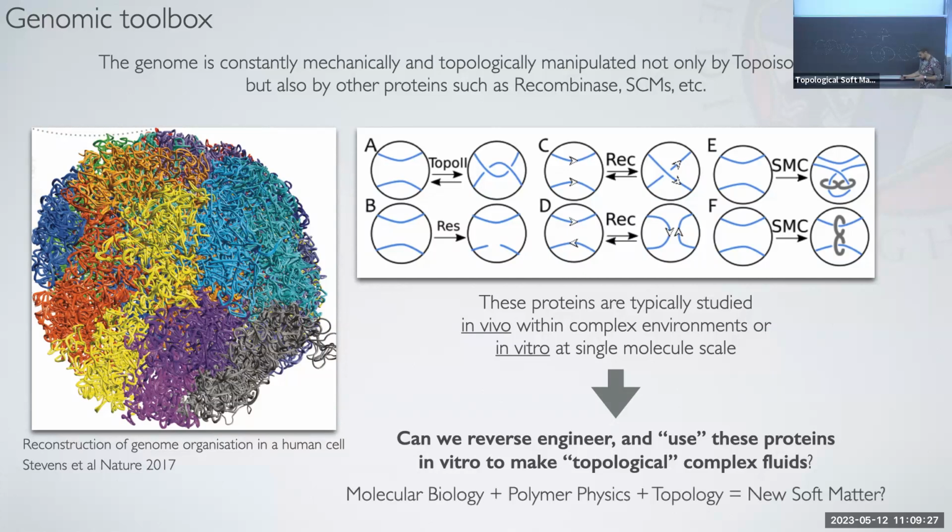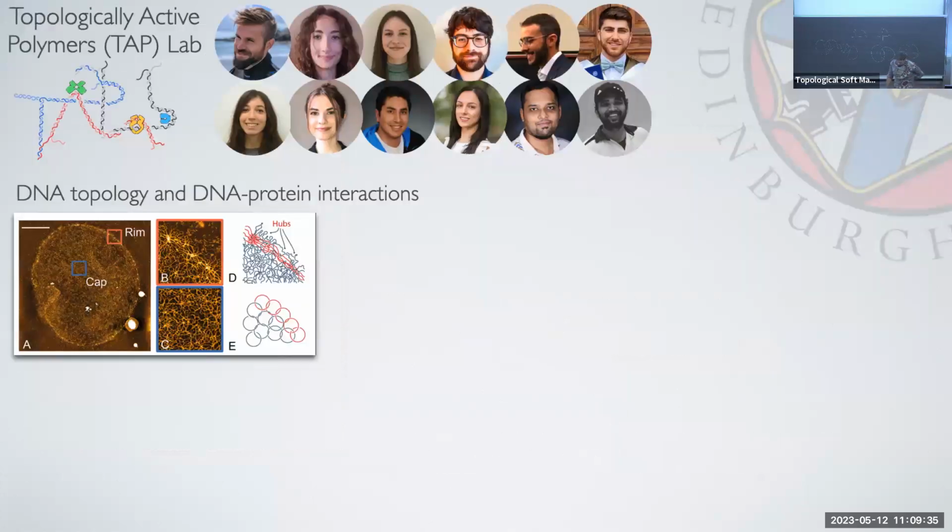In some sense, we want to play a little bit with molecular biology, a little bit with topology, a little bit with polymer physics to make a sort of a new form of soft matter. So this is the motivation.